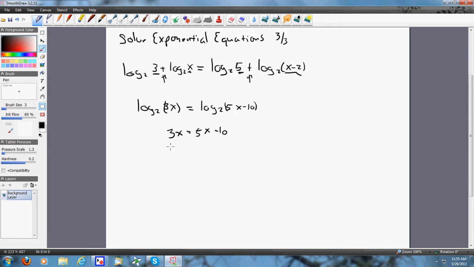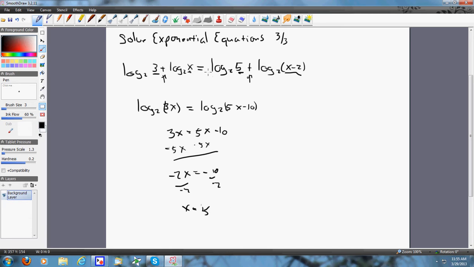And I'm going to subtract out the 5x. And so I'm left with negative 2x equals negative 10. And I'm going to divide by negative 2. And I get x equals 5.